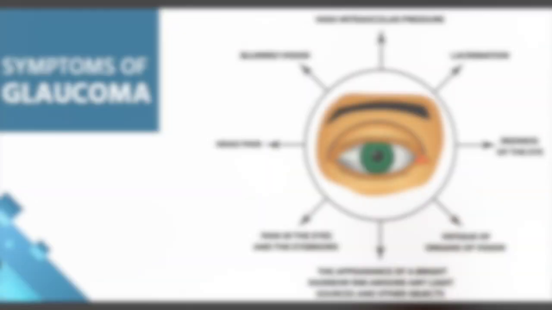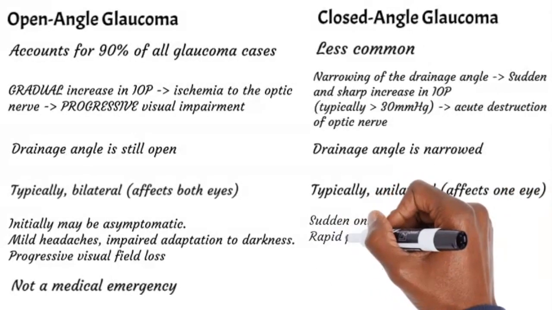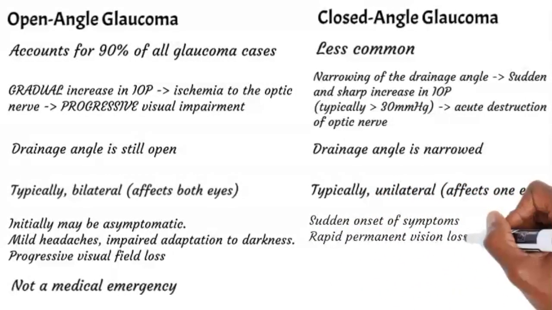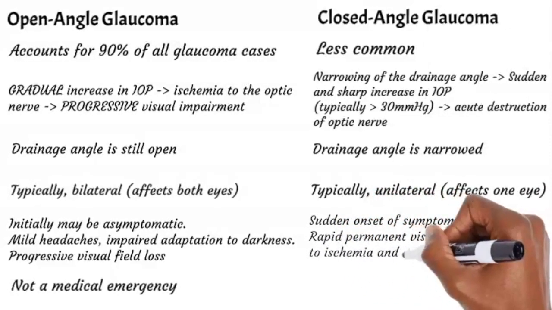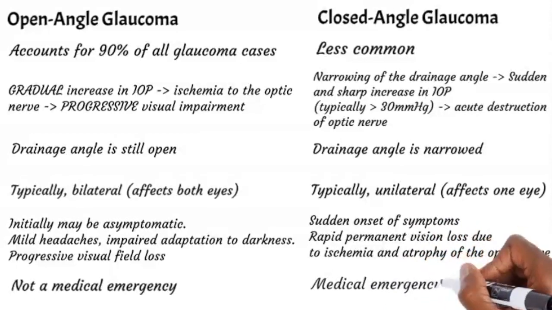It's also typically unilateral, meaning it typically affects one eye, and symptoms are typically sudden on onset, with a reddened, severely painful, or hardened eye. It can also present with nausea, vomiting, frontal headache, blurred vision, halos seen around light, and on exam, the eye could have a mid-dilated, irregular, unresponsive pupil. It could also result in rapid permanent vision loss due to ischemia and atrophy of the optic nerve. And acute closed-angle glaucoma is a medical emergency due to the risk of vision loss.